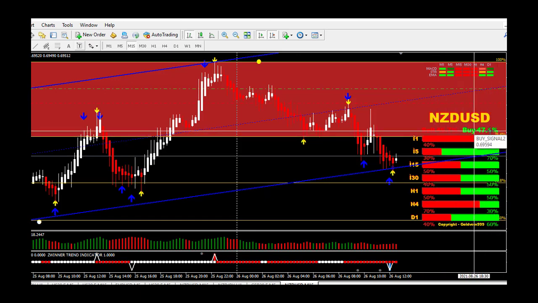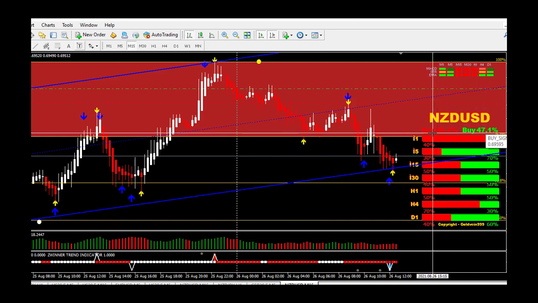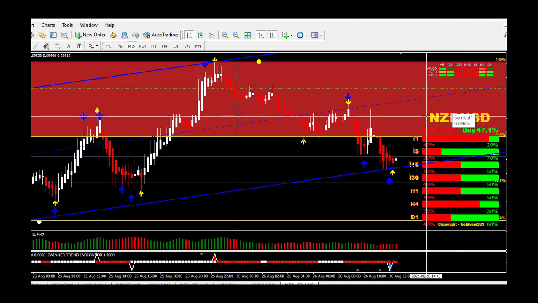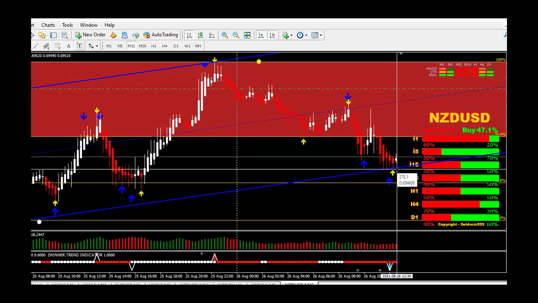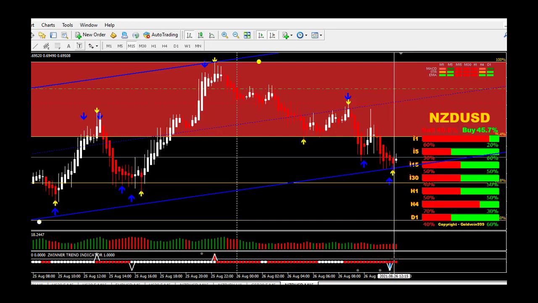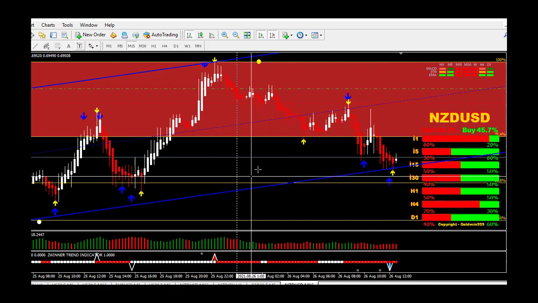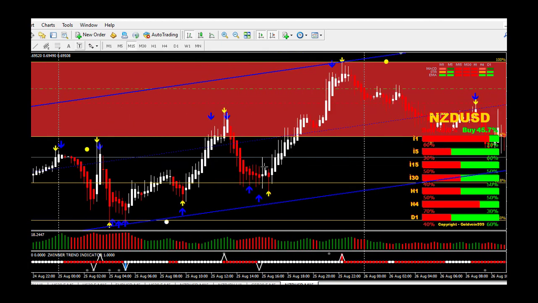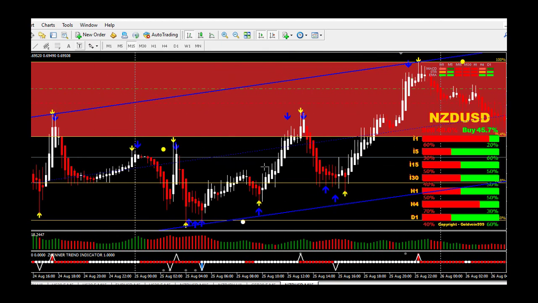Most of the time, I prefer 60% and above before I place a trade for a buy, and the same thing, 60% and above for a sell trade. And this is turning green right now. So we are about to look out for a buy signal and wait for every other thing to be in agreement before you actually place this trade. So this is how this strategy actually works.